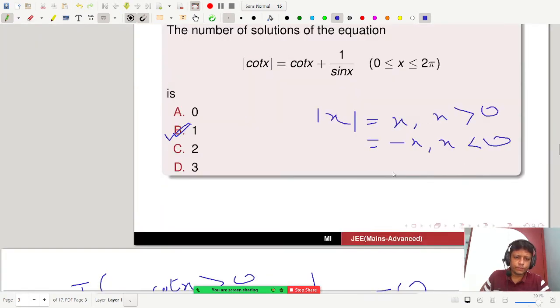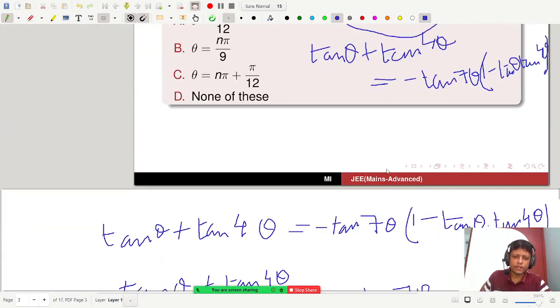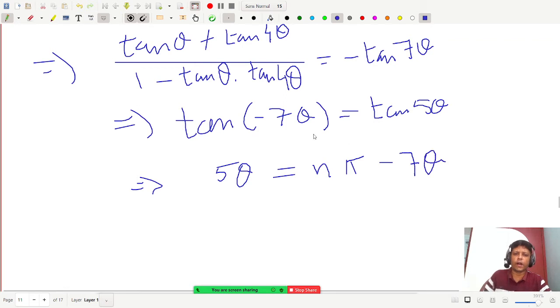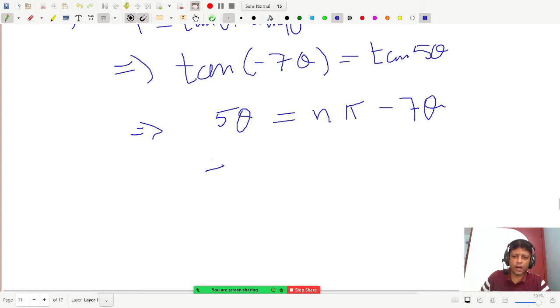So we can write, here it goes. Let me write directly the general form: 5 theta equal to n pi minus 7 theta, or you can write minus 7 theta is equal to n pi plus 5 theta, whatever. So ultimately, what is your theta? If you simplify, you will get n pi over 12. That's the solution. You will think this is the solution.